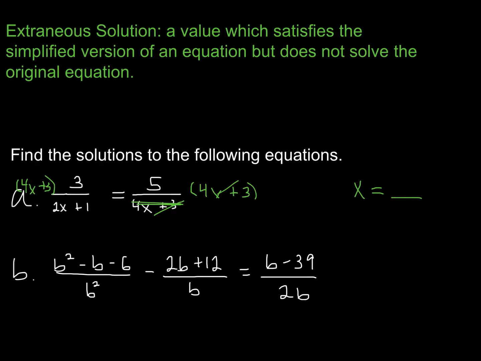I no longer have x in the denominator there, but I still have it here. Well, let's just do the exact same thing. So now I need to multiply by 2x plus 1 on both sides. Okay, so over here, those will cancel out. And now on the left side, I have 4x plus 3 times 3, and on the right side I have 5 times 2x plus 1. Okay? So you can go ahead and solve from there.